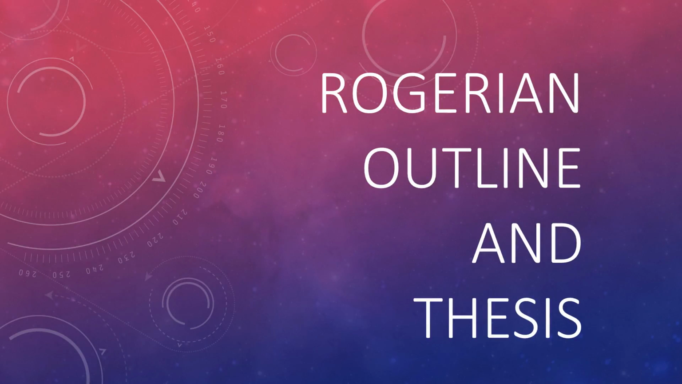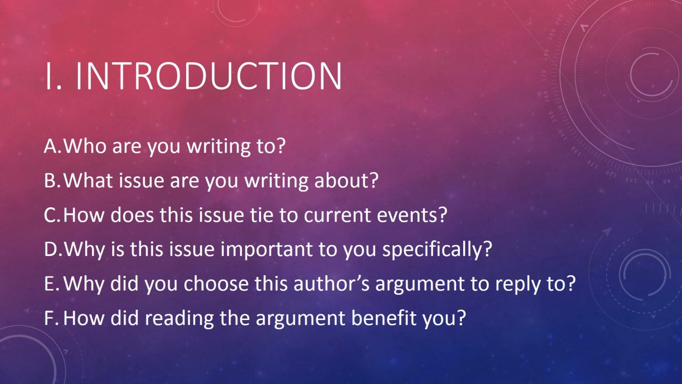This guide is intended to assist you in generating an outline and thesis for your Rogerian argument. In your introduction, you need to indicate who you are writing to. Your audience is the person who wrote the argument you disagreed with. You also want to identify the issue you are writing about, but remember, you don't take sides yet.